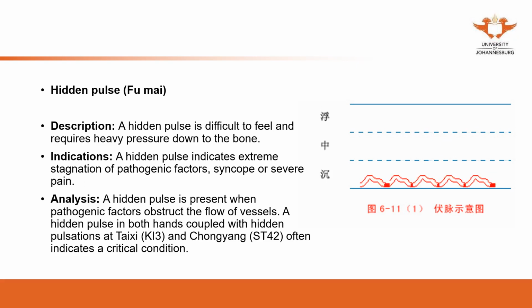Hidden pulse, Fu Mai. A hidden pulse is difficult to feel and requires heavy pressure down to the bone. This pulse is even deeper than the deep pulse. Only when you apply very heavy pressure can you feel it. It indicates extreme stagnation of pathogenic factors or severe pain. When pathogenic factors obstruct the flow of the vessel, that's why you only feel it at a very deep level.